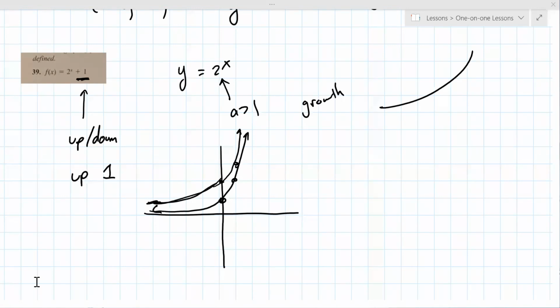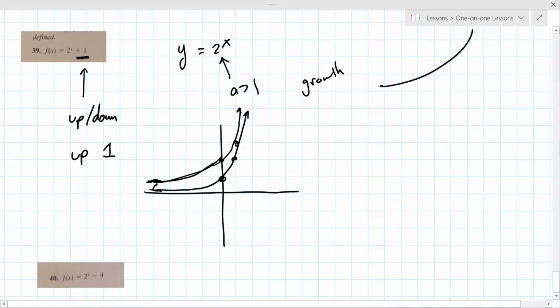All right. How do I define it? What does it mean by that? That just means, what does the graph look like? Oh, it's just increasing. Or growth. All right. On number 40, it looks like it'll still be going up though.